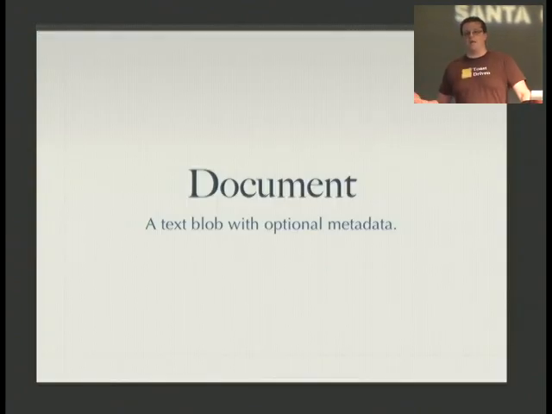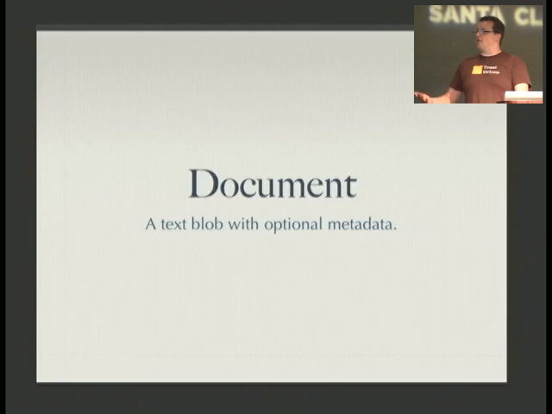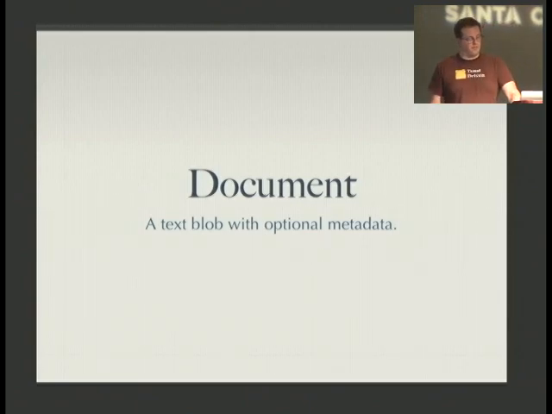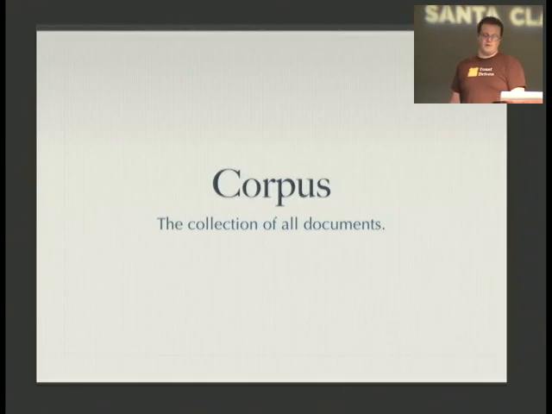Documents. Documents are the text blob. The text that you send to a search engine is one of the most important things that you can pay attention to. And additionally, you probably want some additional metadata to describe what that text blob consists of, where it came from, titles, other attributes and stuff. Corpus. A corpus is just the collection of all the documents in the index.